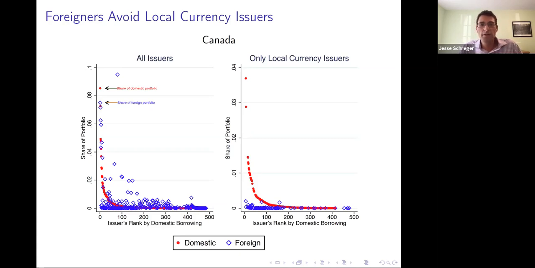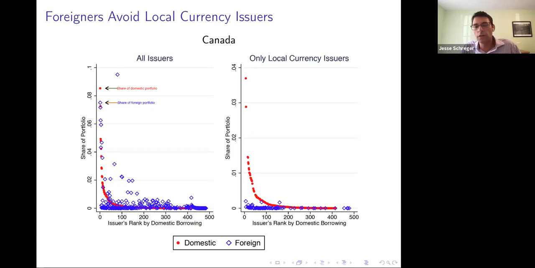On the left, we do this graph for all issuers in Canada. So the top 500 largest Canadian firms that issue bonds. And so, you can see that there are some big differences between the weight in the domestic portfolio and the foreign portfolio. But you can really see the difference between how differently domestic and foreign investors behave when you look at the right graph, where we're throwing out from that left panel any Canadian firm that's issued a bond in a currency other than the Canadian dollar.